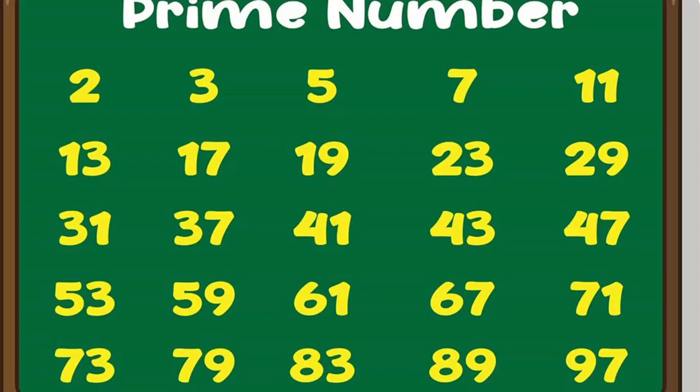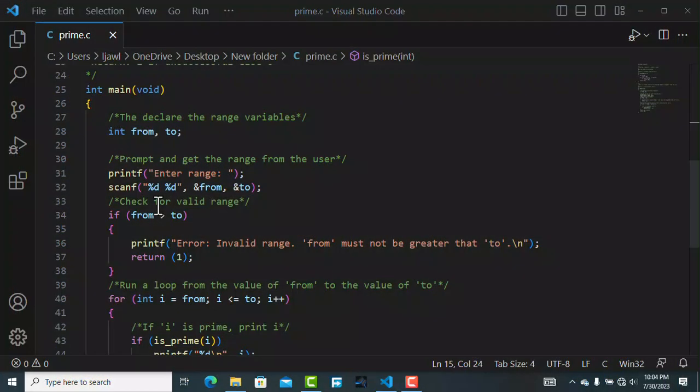Today we have an interesting problem to solve. We are going to solve the mystery behind prime numbers. So in this case, we are going to get a range from the user and we are going to print all the prime numbers that fall within that range.